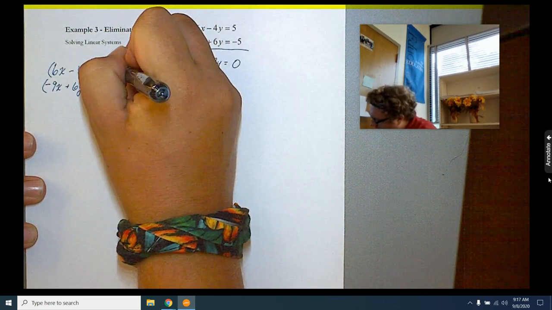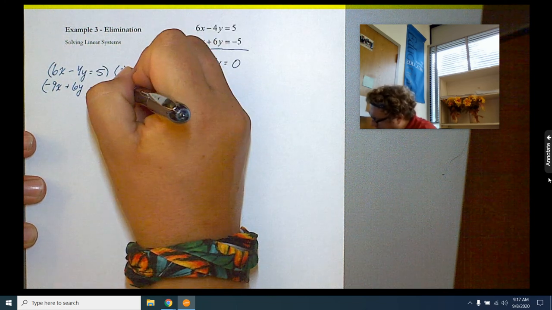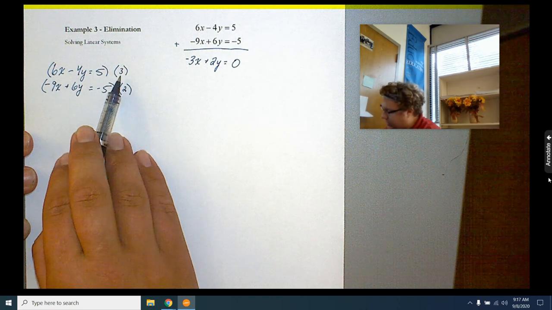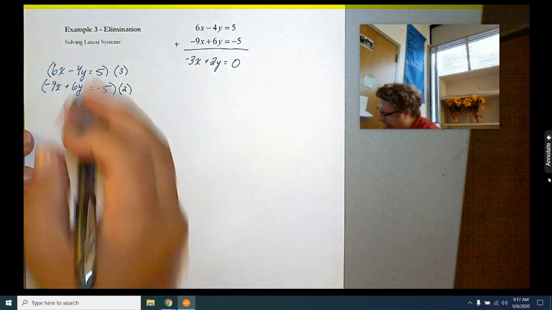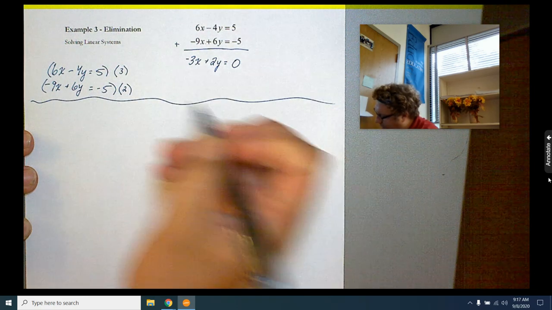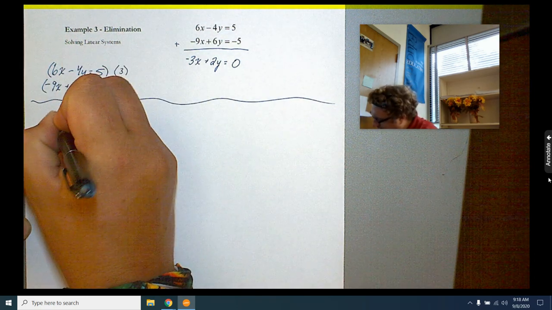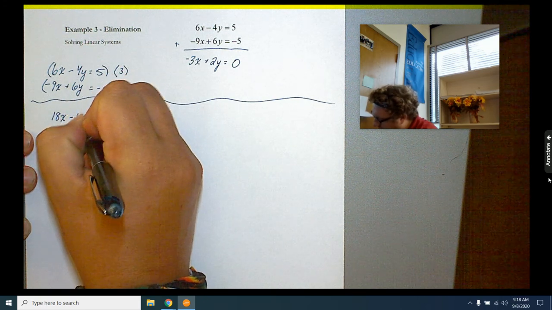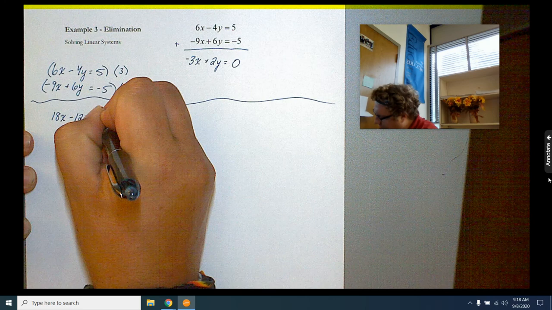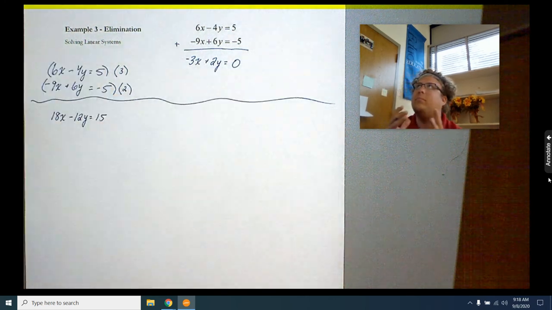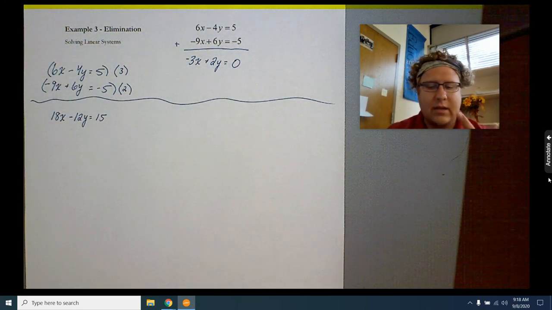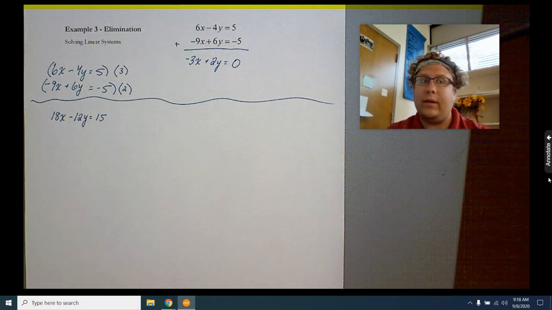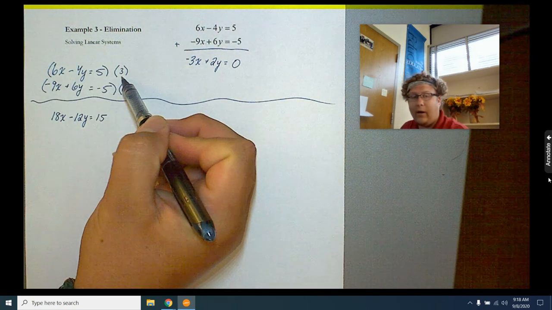We can multiply this top one by 3 and the bottom by 2. So what I'm doing here is I'm forming equivalent equations, and I'll multiply that number into every single part of the equation. 3 times 6, 18x. 3 times negative 4, negative 12y. The 5 times 3 is 15. Don't forget the constant. People love to forget the constant because they're working towards eliminating one of the variables, but then they forget, oh, well, I need to multiply 5 times 3 as well.